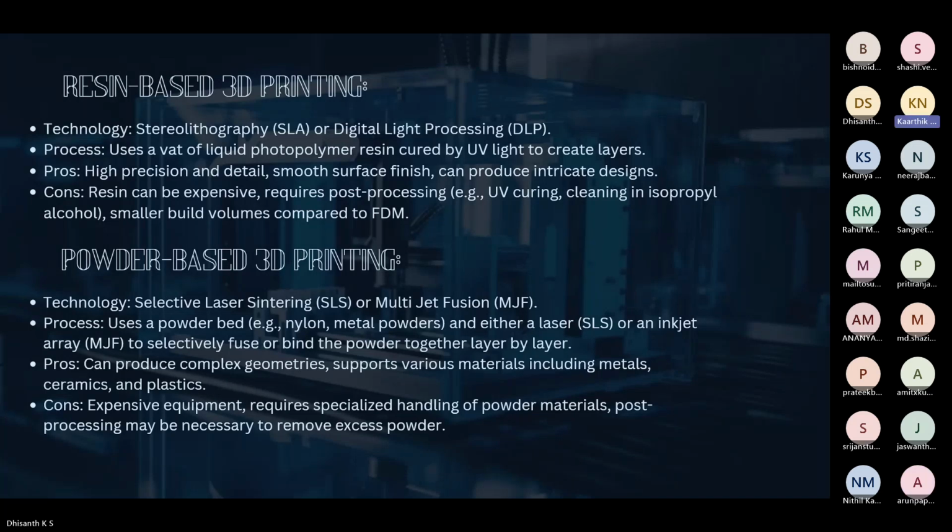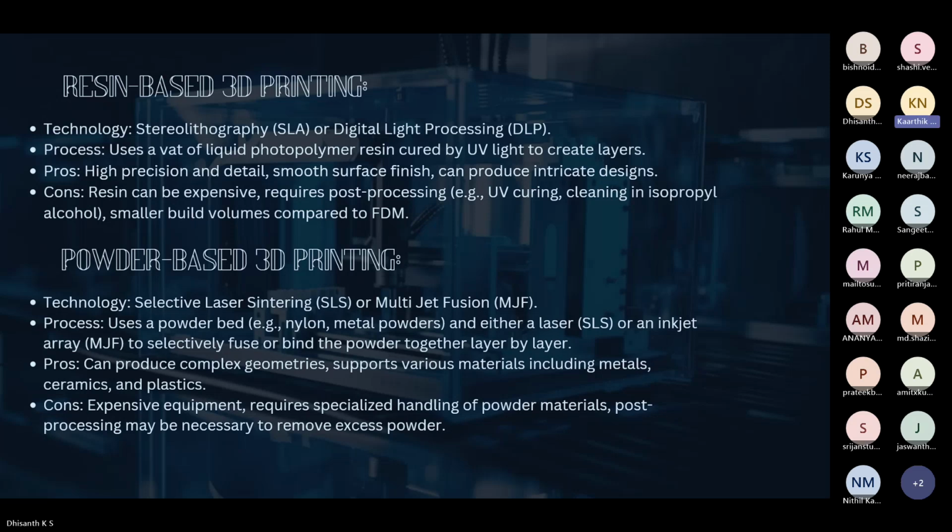Resin-based 3D printing. The technologies we use here are SLA and DLP, stereolithography and digital light processing. The process is that it uses liquid photopolymer resin cured by UV light to create layers. The UV light used here is high intensity UV light, which instantly cures or dries the resin. The pros are that high precision models are made. The surface is very smooth, and it is used to produce intricate designs.